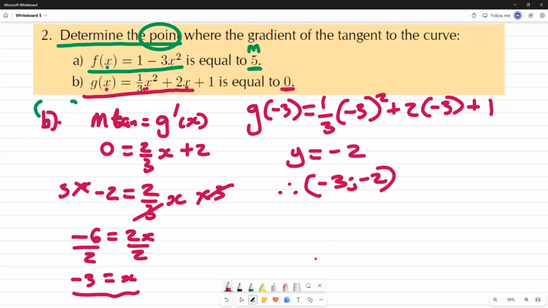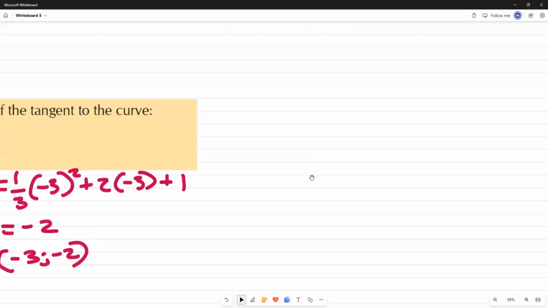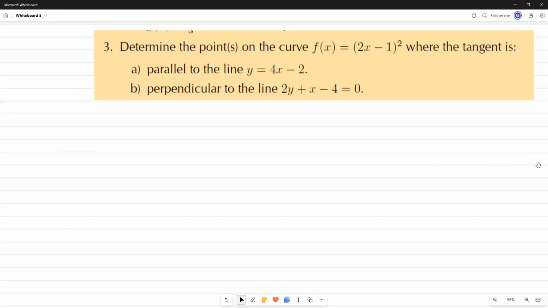Okay. Now let's move to the next example. Where's the next example? Perfect.